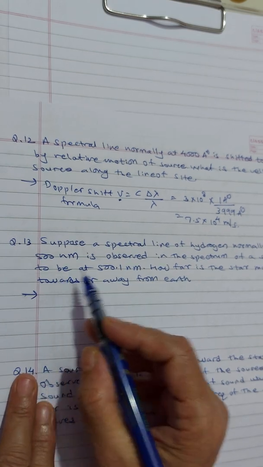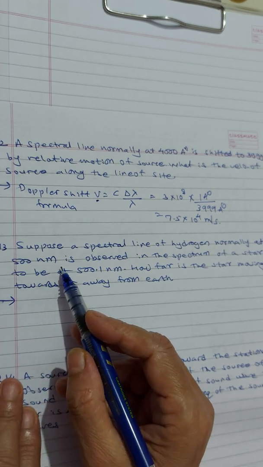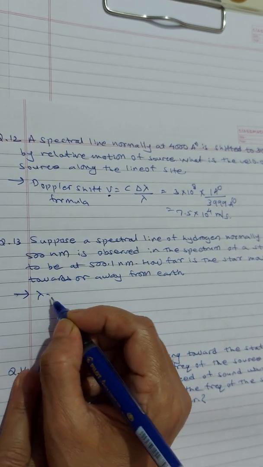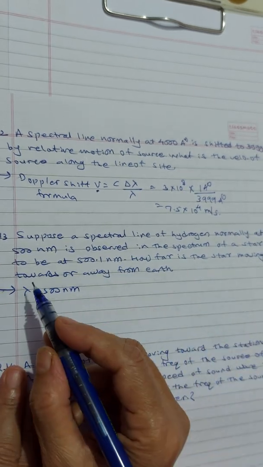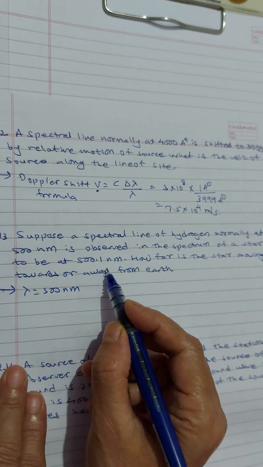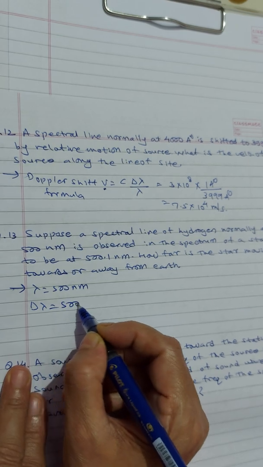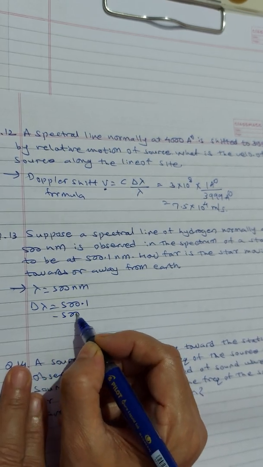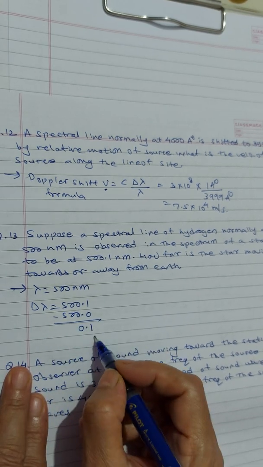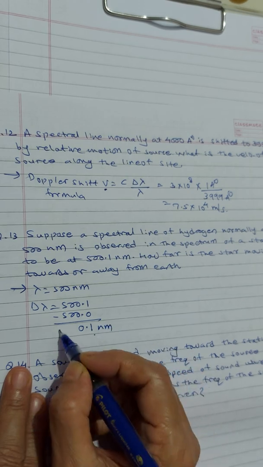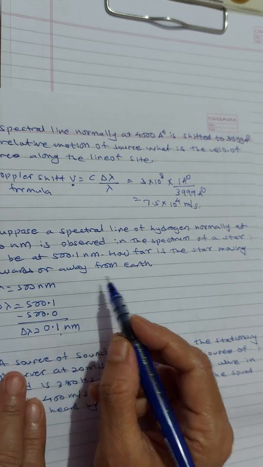Question number 13 says, suppose a spectral line of hydrogen normally at 500 nanometer, so lambda is 500 nanometer, is observed in the spectrum of a star to be 500.1 nanometer. So we can say delta lambda is equal to 500.1 minus 500. This gives you 0.1. So delta lambda is 0.1 nanometers. How fast is the star moving towards or away from Earth?